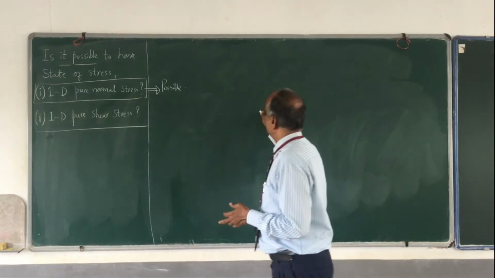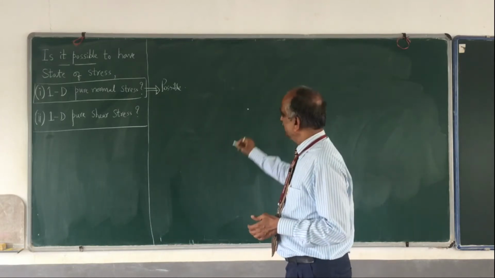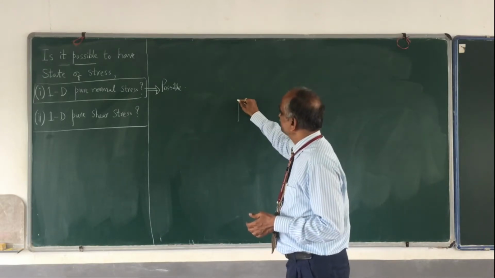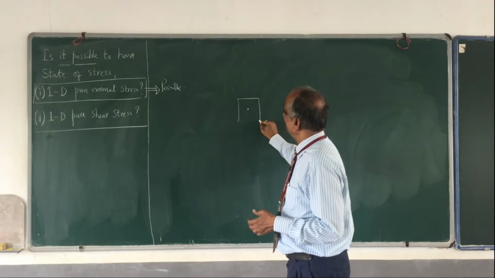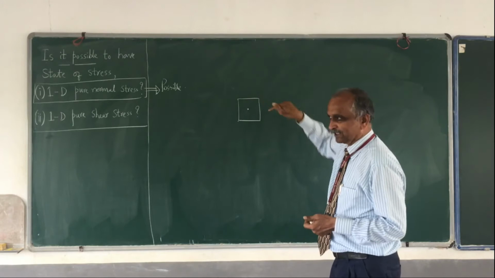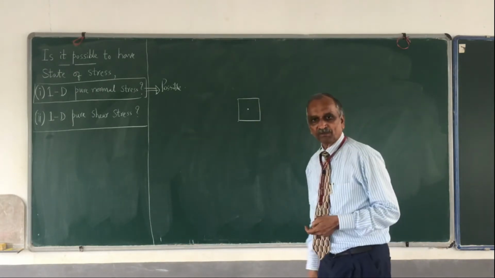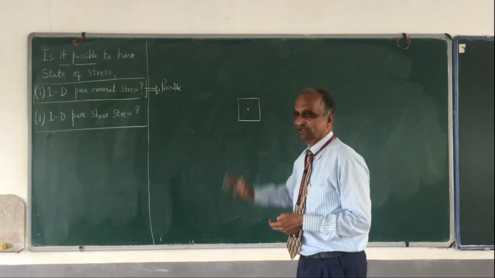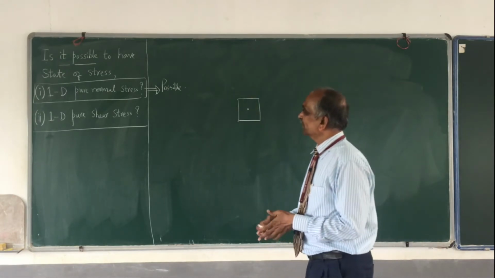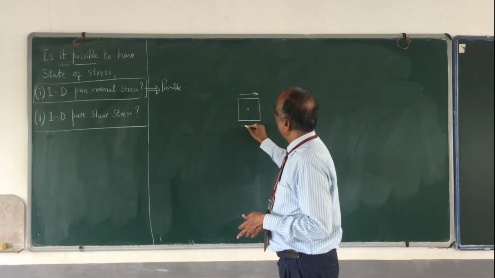Okay, so let me assume the same point. And again one dimensional I am talking, and therefore I shall imagine a cube, but of the cube I am showing only one face, the front one. You have perpendicular dimensions, you have the faces here and back side, all six faces, but only one face I am seeing. Okay, I have shear stress, say this one and this one.